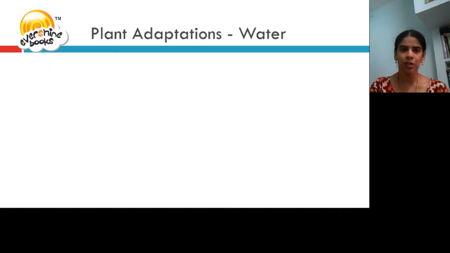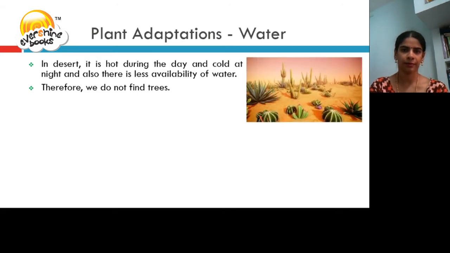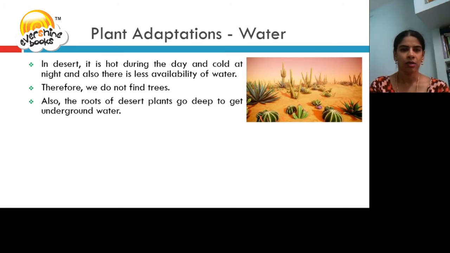Let us learn the adaptation of plants for water. In the desert, it is hot during the day and cold at night. Also, there is less availability of water. Therefore, we cannot find many trees in the desert. So, the first adaptation will be the roots. How do plants obtain water? The roots of the desert plants go deep to get underground water.